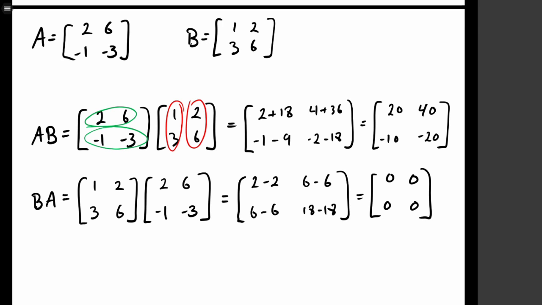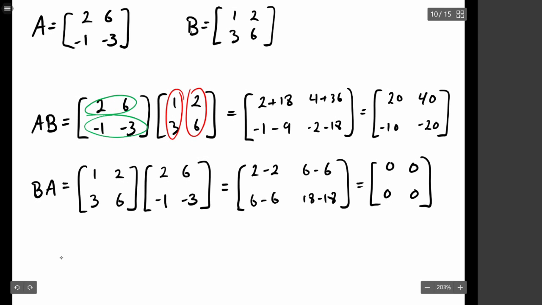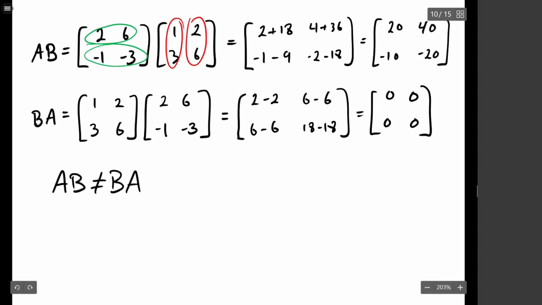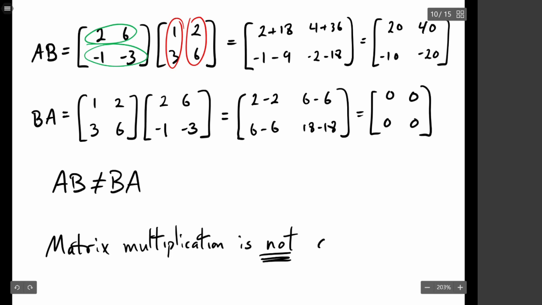Okay. So that's a little bit interesting here. So first off, this proves one thing. So AB is not BA, right? What does this tell you? This tells you that matrix multiplication is not commutative.